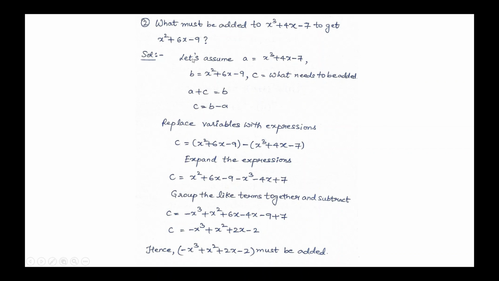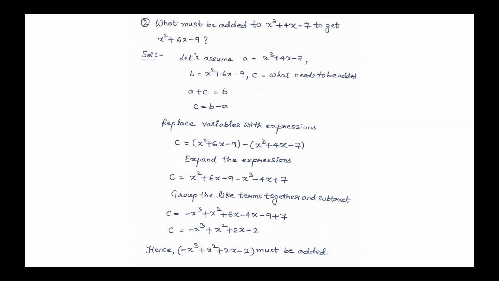Let's assume the expression x cubed plus 4x minus 7 as a, and the expression x squared plus 6x minus 9 as b, and the expression that we need to find out as c. So what c must be added to a to get b? In other words, a plus c is equal to b. So c is equal to b minus a.